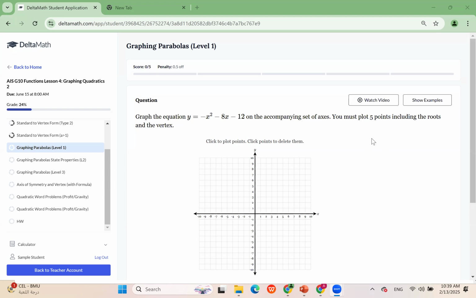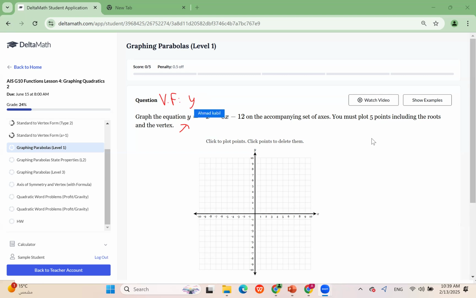So in order to get the roots and the vertex, we will need to write all forms of the quadratic equation. So first of all, there are 3 forms, of course. This is the given form, which is the standard form. We want to write the other 2 forms as well. So let's start with the vertex form. So vertex form, y equals.